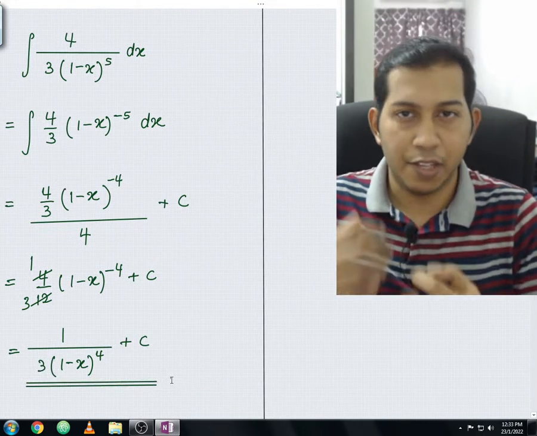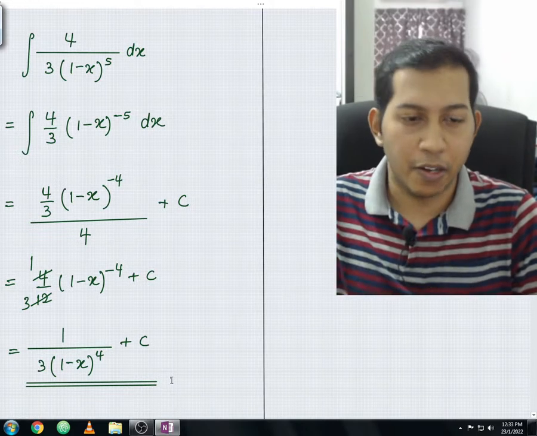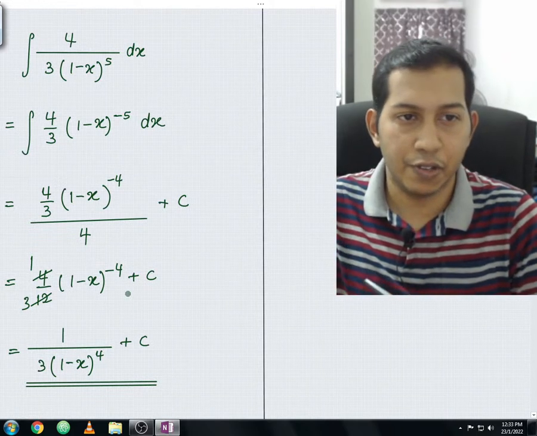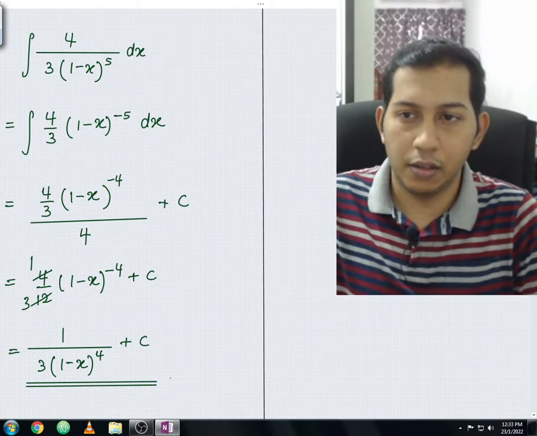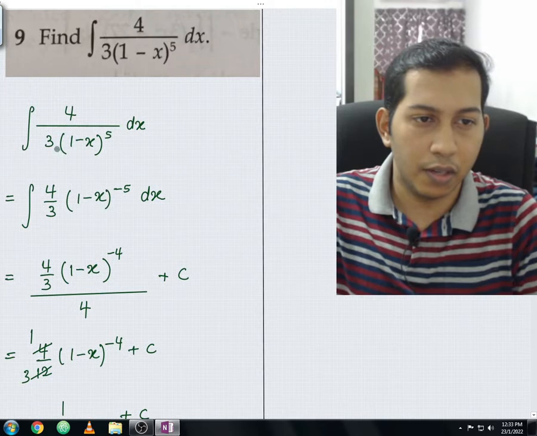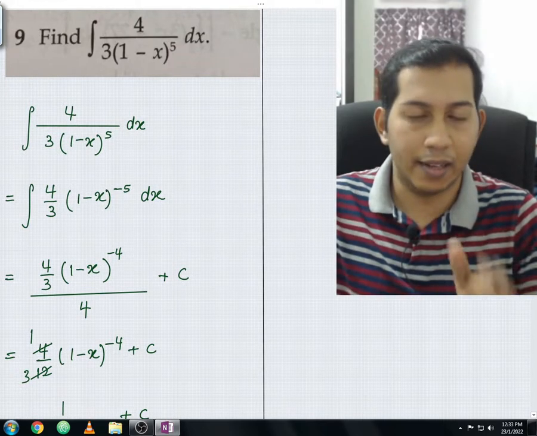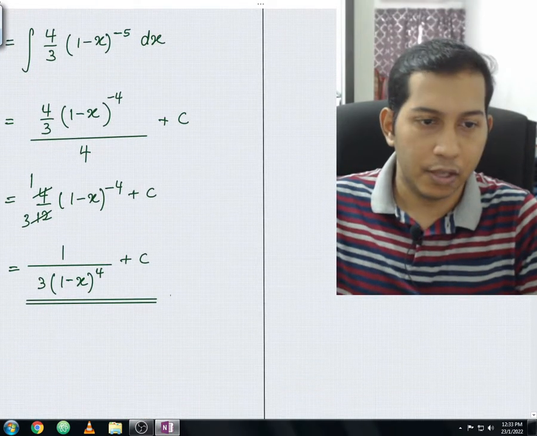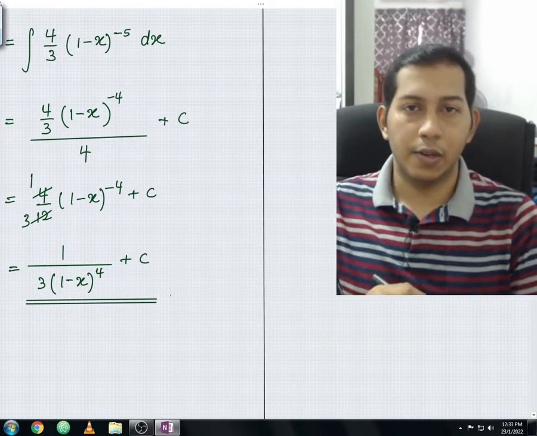In case you doubt whether you get the right answer or not, you can always check back by performing the differentiation. When you perform the differentiation, you should be getting the original integration expression, which in this case is 4 over 3 in a bracket (1 minus x) to the power of 5. If you get that, congratulations, your answer is correct. So that is all for the step-by-step working and solution for this question.